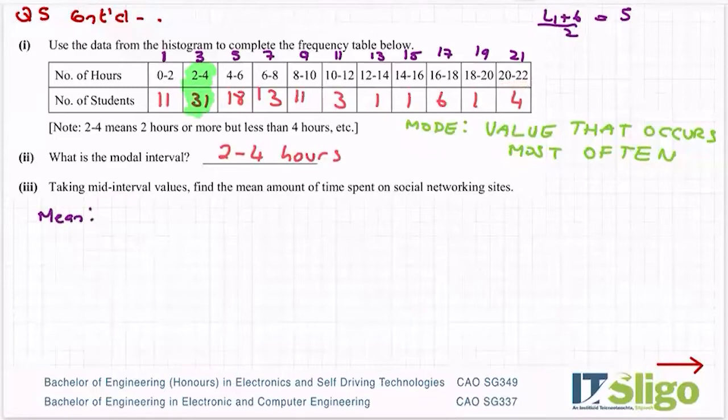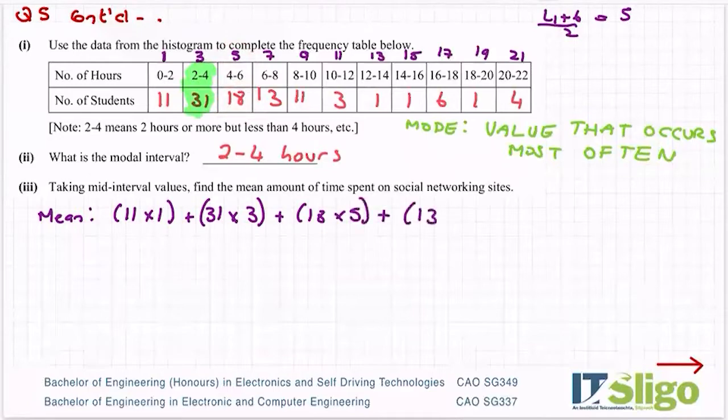you have 11 students watching for this number of hours. So we average 0 to 2 out as 1. So we have 11 students watching for 1 hour. We have 31 students watching for approximately 3 hours. We have 18 students watching for approximately 5 hours. We have 13 students watching for approximately 7 hours. We have 11 students watching for approximately 9 hours. We have 3 students watching for approximately 11 hours.